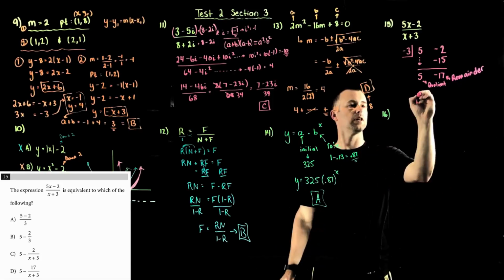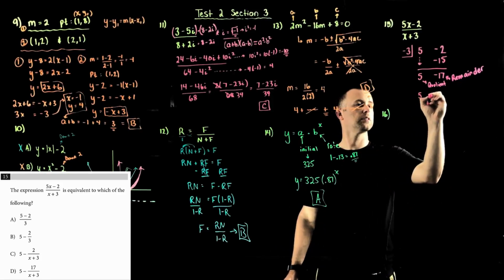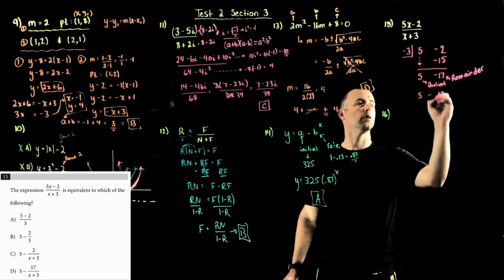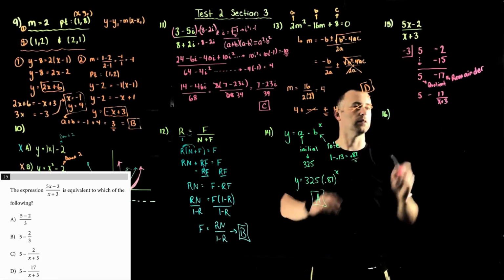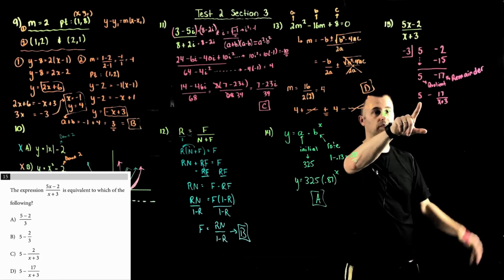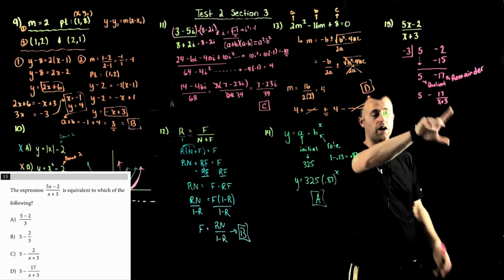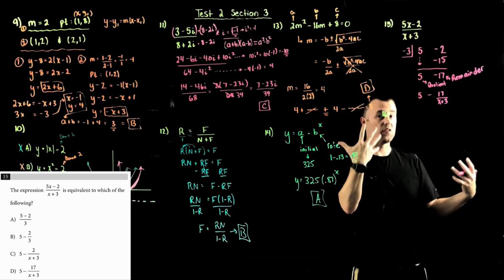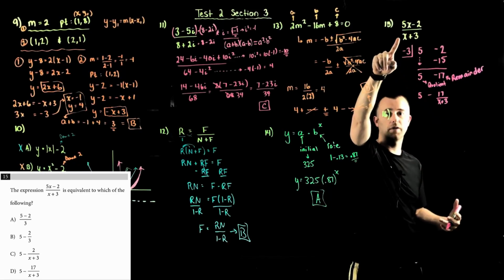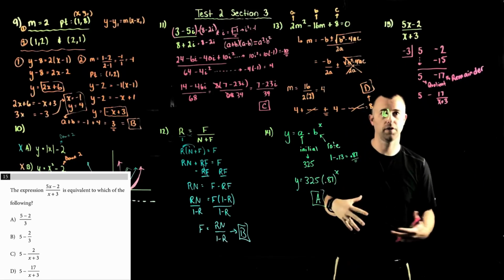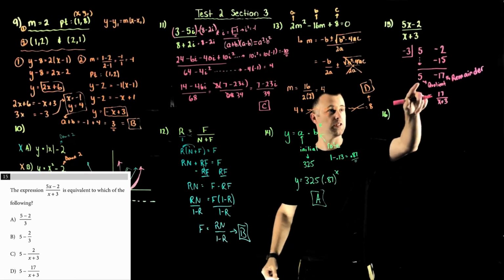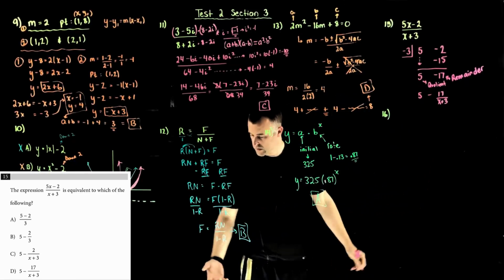So I have, in this case, 5 minus 17 over x plus 3. Because again, this is what I get out of the division, but this hasn't been divided out. I wasn't able to get it out of there. It's left over, so it's still being divided by x plus 3 because I wasn't able to divide it out. So that is what this means. And we just want to find the answer that says that.